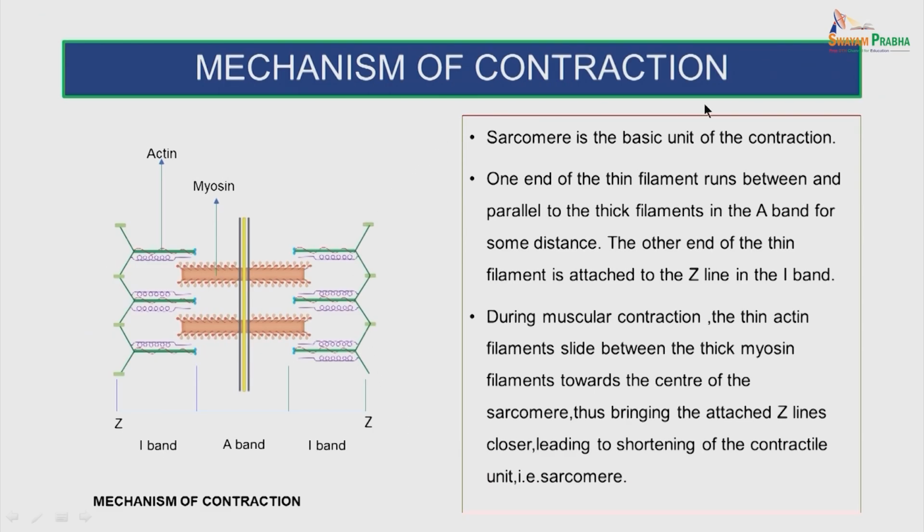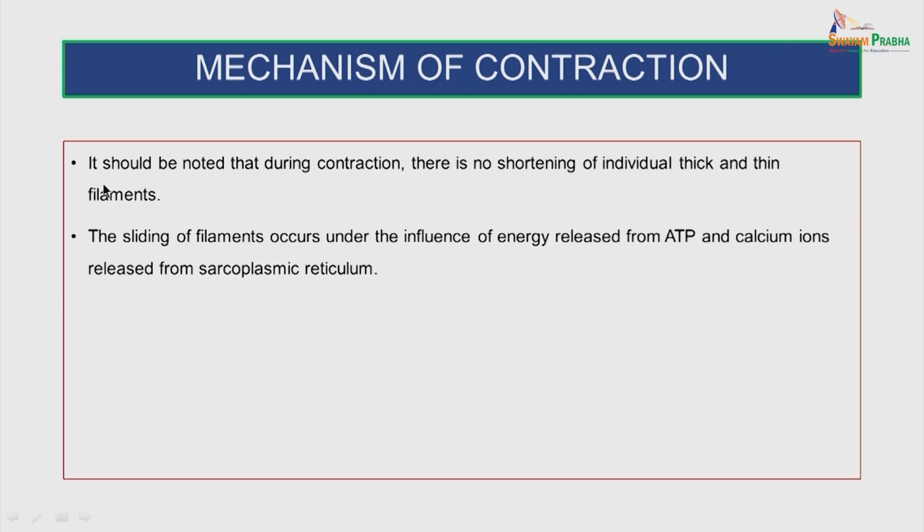The mechanism of contraction. The sarcomere is the basic unit of contraction. One end of the thin filament runs between and parallel to the thick filaments in the A band for some distance. The other end of the thin filament is attached to the Z line in the I band. During muscular contraction, the thin filaments slide between the thick myosin filaments towards the center of the sarcomere, thus bringing the attached Z lines closer, leading to shortening of the contractile unit, that is, the sarcomere. It should be noted that during contraction, there is no shortening of the individual thick and thin filaments.